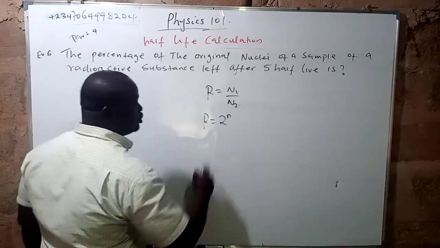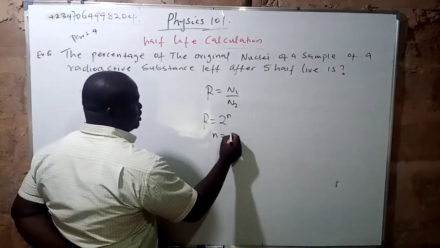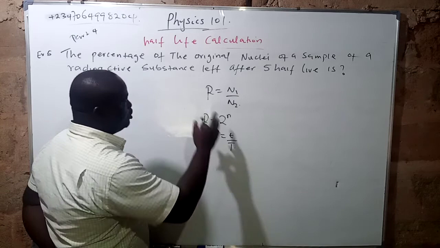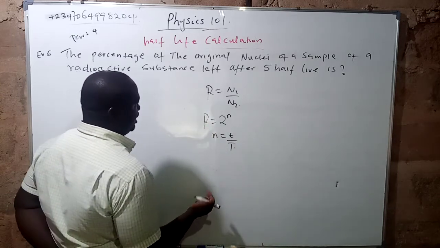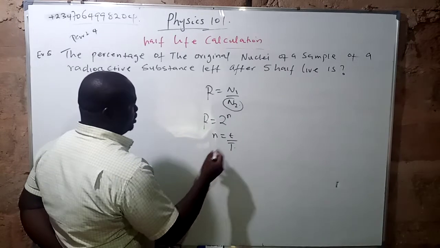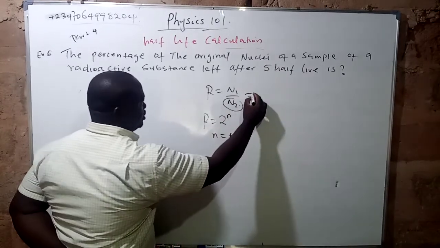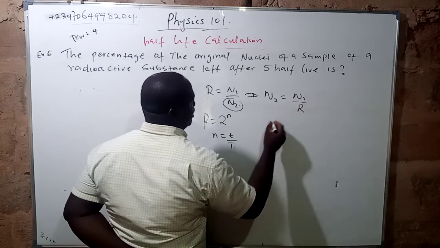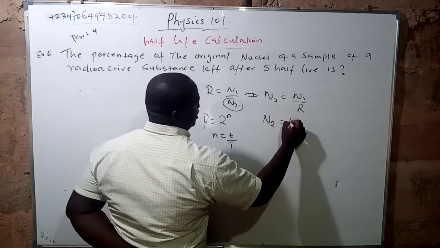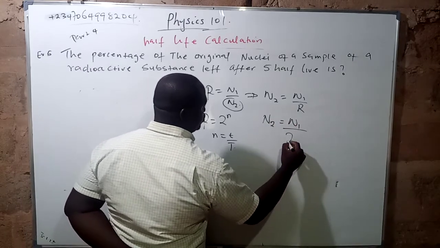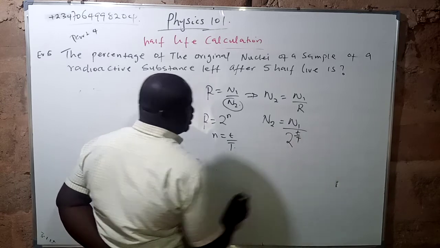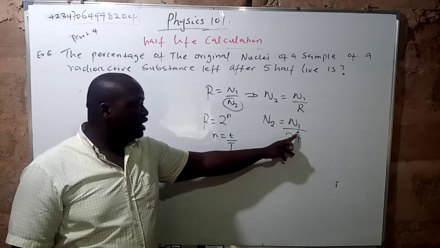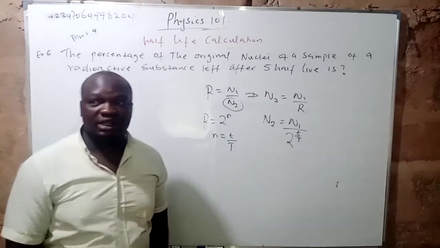And then your R is equal to 2 raised to the power of n, and then your n is t all over capital T, right? So most times you want to put it directly. Let's say I ask you to calculate your N2. From this equation, your N2 is equal to N1 all over R. So you can decide to put it like this: it's equal to N1 all over 2 raised to the power of t all over capital T. You can put it like this, still the same formula, because your n is already small letter t all over capital letter T.